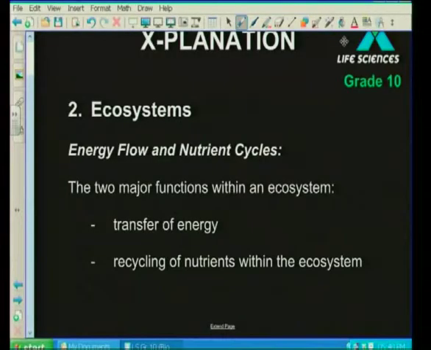Let's do ecosystems. We're still busy with ecosystems, but let's look at the energy flow and nutrient cycle. I'm going to change now to my favorite color, green. We're going to look now at energy flow and nutrient cycles. Now I think we've covered nutrient cycles. I think this is what we've done. The recycling of nutrients is oxygen and water and carbon dioxide.